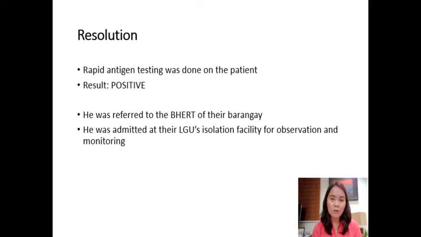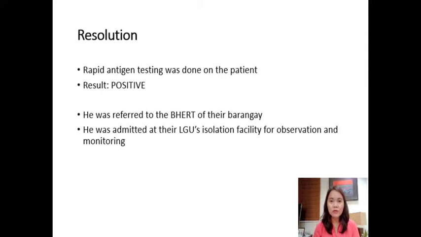So what happened to our patient? Rapid antigen testing was done and the result came out positive. Based on the results of the article, we have seen that a positive result moves the post-test probability beyond 90%, so that we are very sure that this patient really has SARS-CoV-2 infection. That's why the patient was referred to the BHERT of their barangay. He was admitted at their LGU's isolation facility for observation and monitoring.